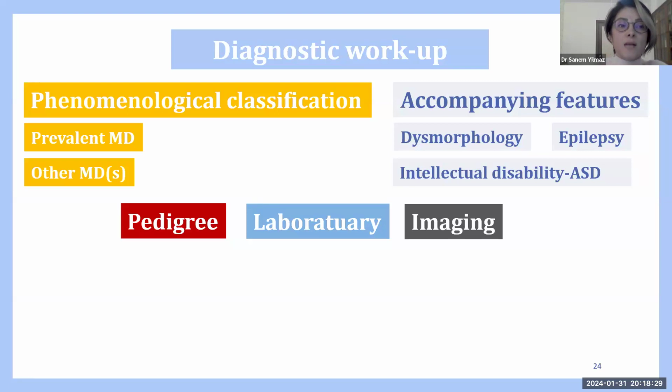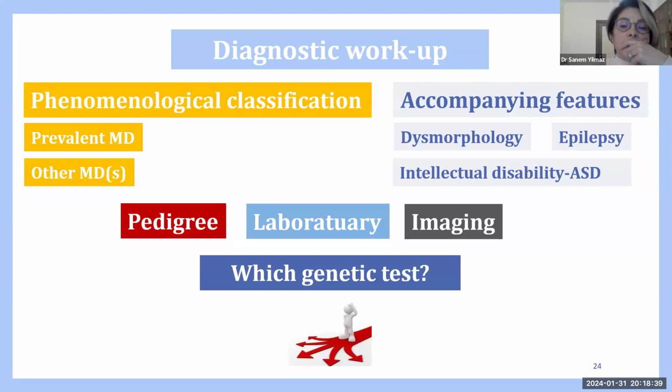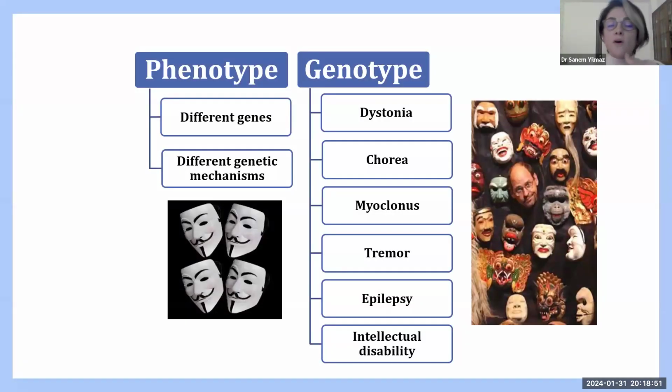A pedigree helps us to understand the genetic transmission of the disease. Laboratory and imaging findings will make us go to the diagnosis. And if we think about the genetic reason for the movement disorder, it's now the decision time for which genetic test should be done. It is always not easy to decide which genetic test should be done because the same phenotype may be caused by different genes and even by different genetic mechanisms.